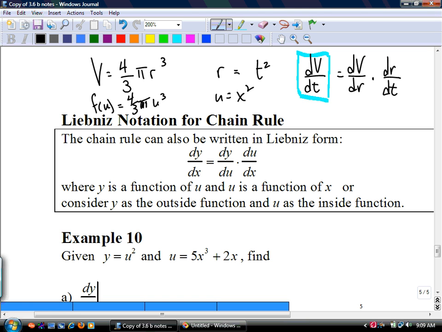The formula has real meaning. At least it does to me, because I can look at this box and say, okay, I want to know how fast the volume is changing with respect to the radius, and then I want to know how fast the radius is changing with respect to time.